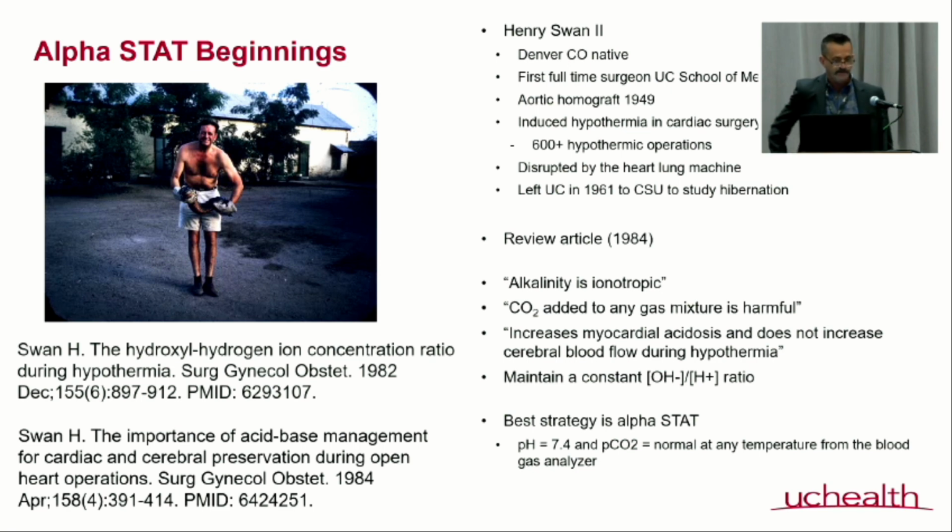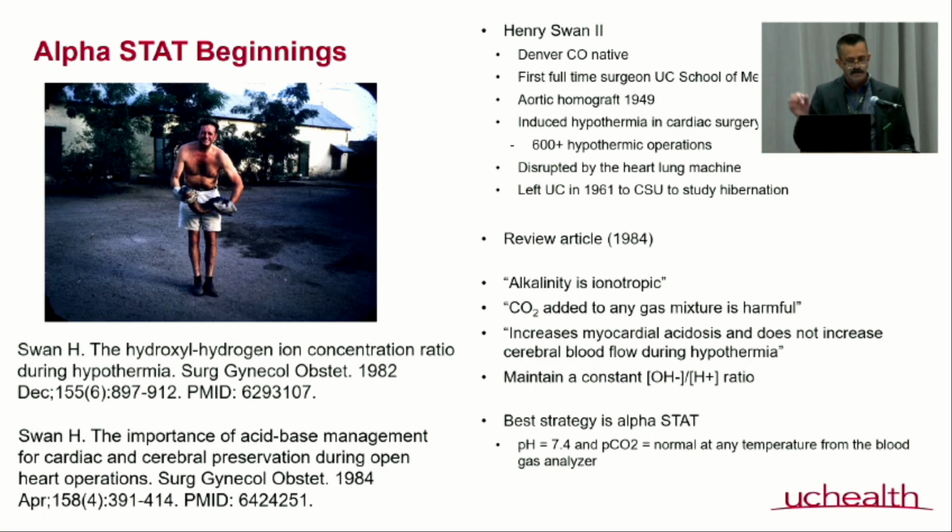And so this is a lungfish. This is him holding a lungfish, which is a poikilotherm. And this is the species where he did his research on buffering systems in hypothermia, right? So this is a species where alpha-stat came from. And some quotes from his articles. These are the two articles that we were all reading in Perfusion in 1982 and 1984.